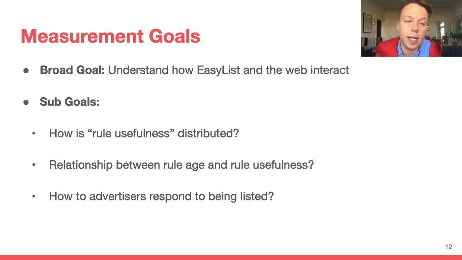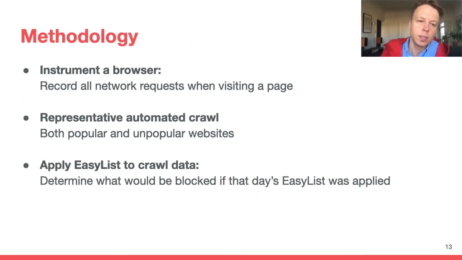One is we want to understand how useful the different rules in EasyList are. Are all rules equally useful, or is there some skewed distribution? Next, we want to also understand if there's some relationship between how long a rule has been in the list and how useful it is. Are newer or older rules more or less useful? And then last, we want to see if we can understand how advertisers respond to being blocked by rules in EasyList. So our methodology for doing so was pretty straightforward.